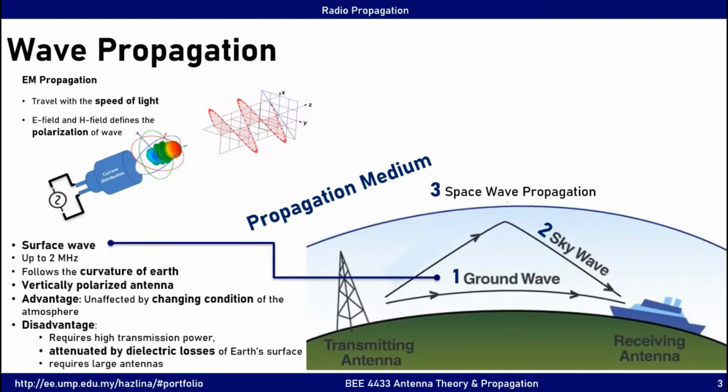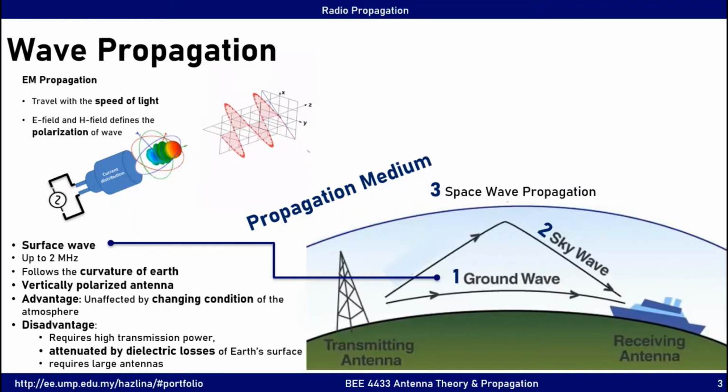Also known as surface wave, it typically caters up to 2 MHz transmission, which means it is strongest at low and medium frequency range. For example, the AM radio. It follows the curvature of Earth and could travel beyond the horizon. The antennas adopted for the communication system are vertically polarized antennas. The ground wave is unaffected by changing conditions of the atmosphere. This means, given enough power, the communication system can communicate between any two points on Earth.